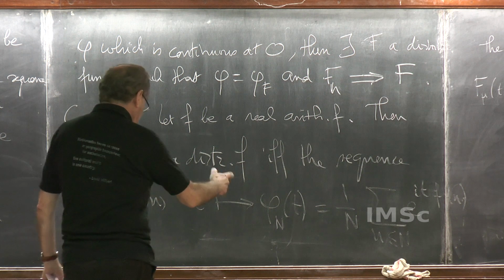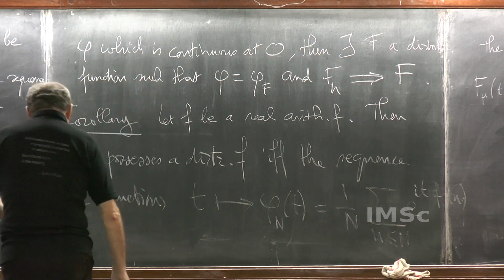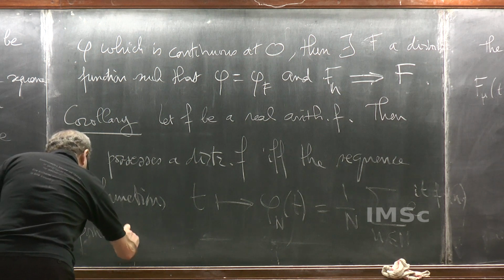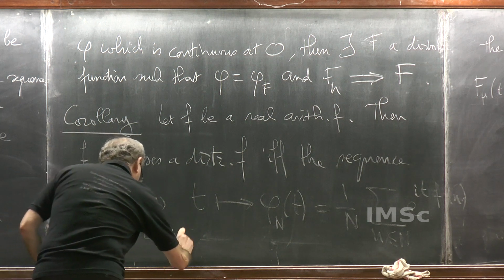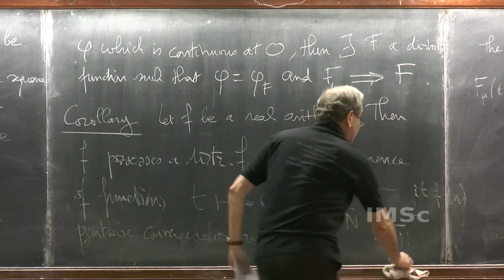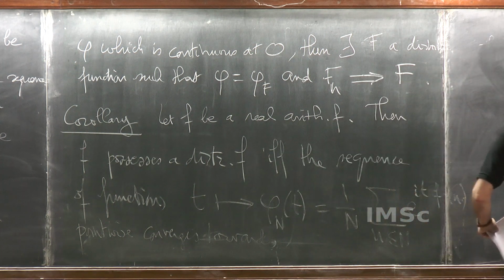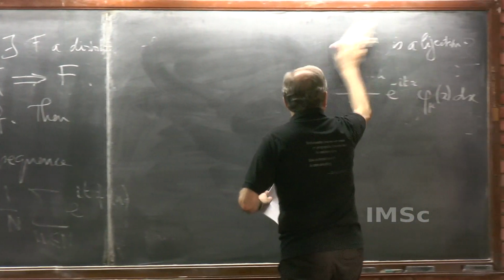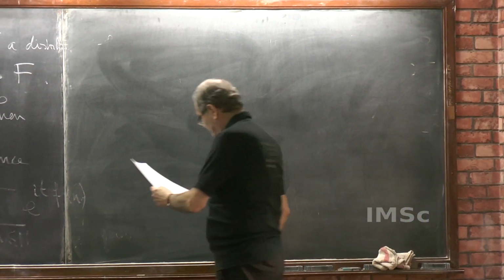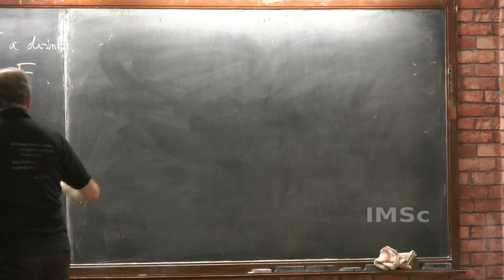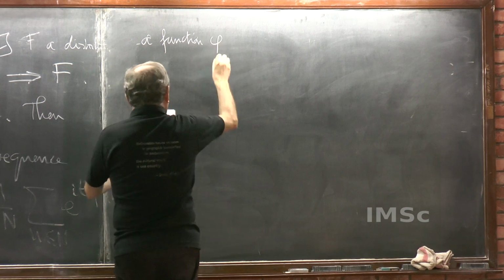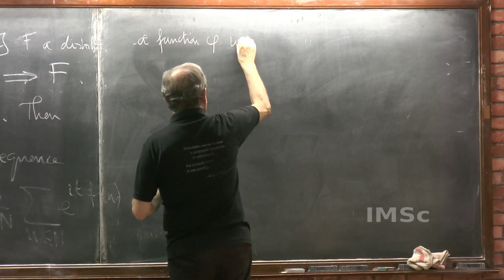Okay, if and only if the sequence of functions, I have not finished the sentence, pointwise converges towards a function which is continuous at 0. It's just reading Levy's theorem. It's nothing. Towards a function phi which is continuous at 0.